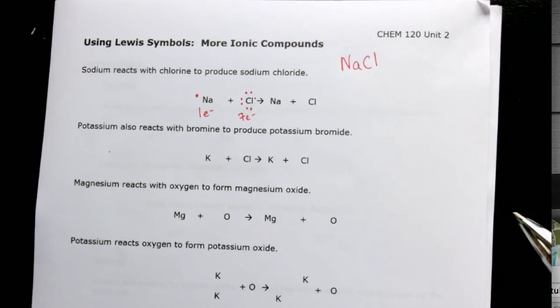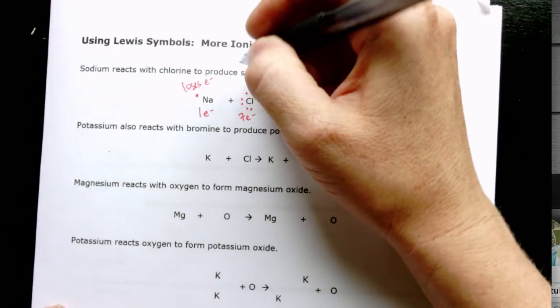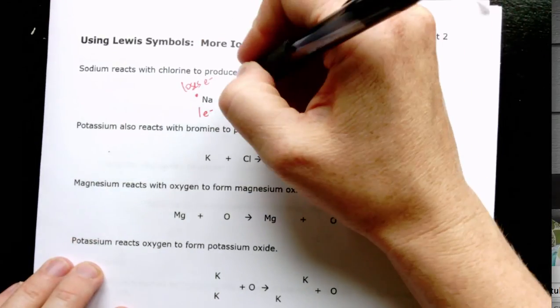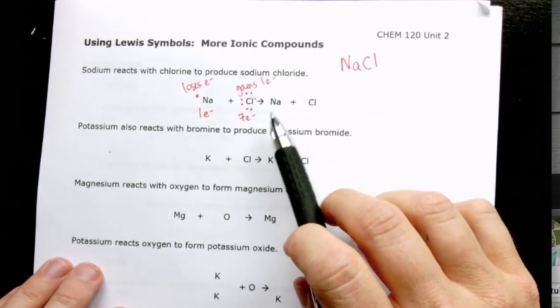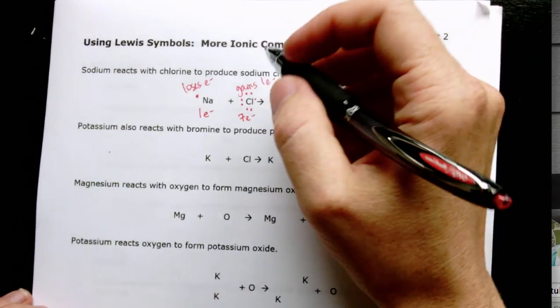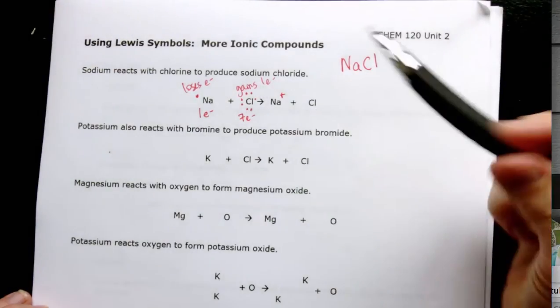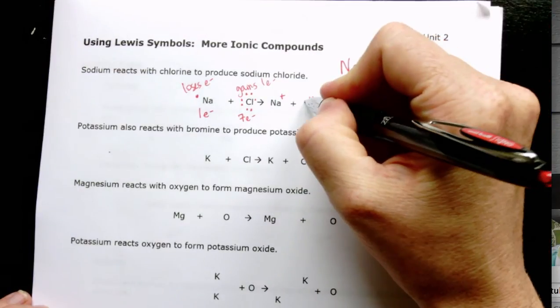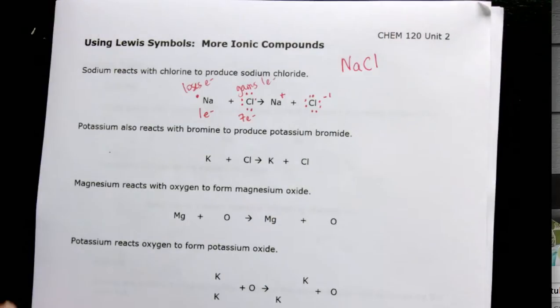So what happens is that sodium loses an electron, chlorine gains 1 electron. So now you have sodium with a +1 charge, and you have chlorine with 8 valence electrons and a -1 charge. So this is how you indicate ionic compounds with Lewis symbols.